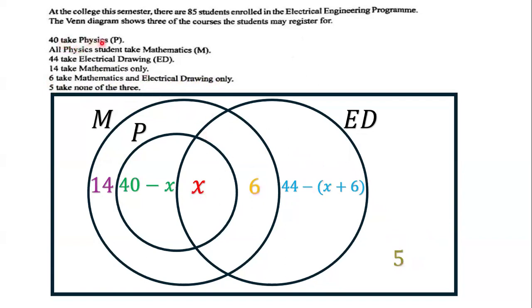And it says that 40 take physics. So since 40 take physics, this whole circle is for physics. This part is X, but this part is going to be 40 minus X. Next, we have this part. They said that 44 take electrical drawing, and so that means this whole circle is going to be 44. This part is X, and this part is 6. And so this part is going to be 44 minus X plus 6. And so here we have completed this Venn diagram in terms of X where applicable.